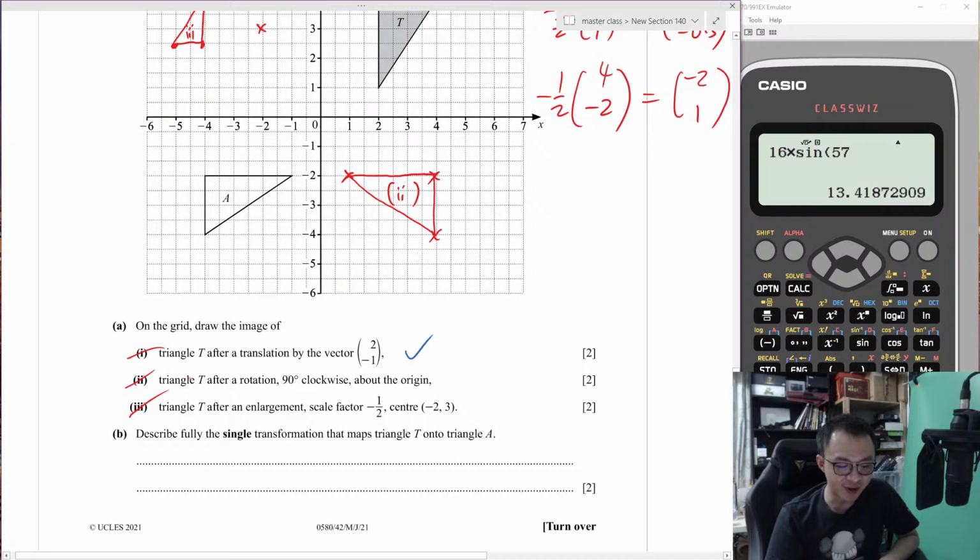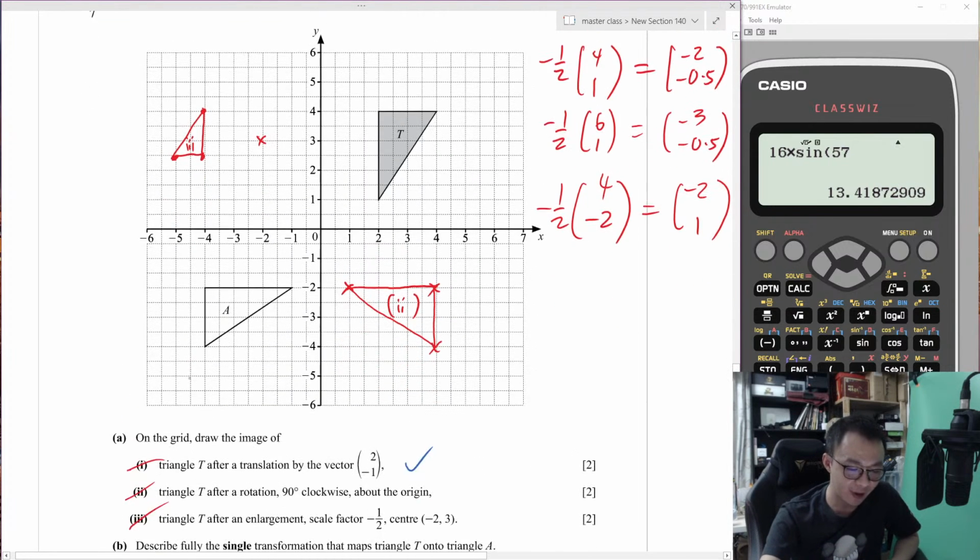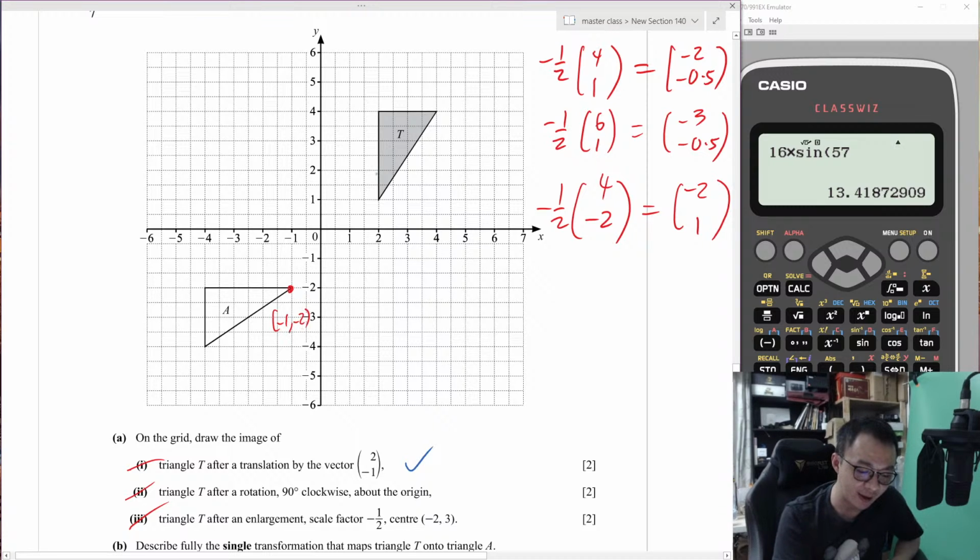Okay, to fully describe a single transformation that maps T to A. Okay, T to A is obviously a reflection. And then, you can see this coordinate here. This coordinate is (-1, -2), and this coordinate is (2, 1). Alright, then I guess it will be a reflection in the line y equals to -x.